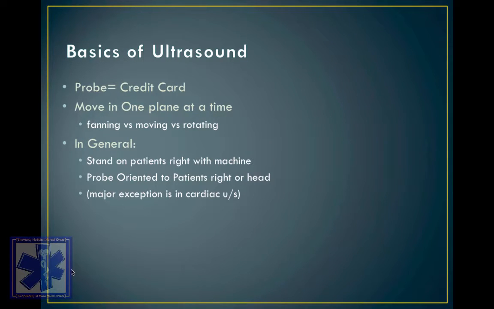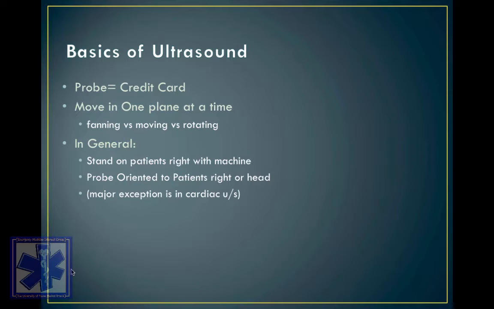In general, we approach the patient and stand on the right side of the bed, because most of us are right-handed. Left hand's operating the machine, right hand's using the probe on the patient. Right side of the patient. The probe has a marker on it. That marker will, in general, be to the patient's right side or towards their head. If you keep that in mind, your images will show up in the right direction.